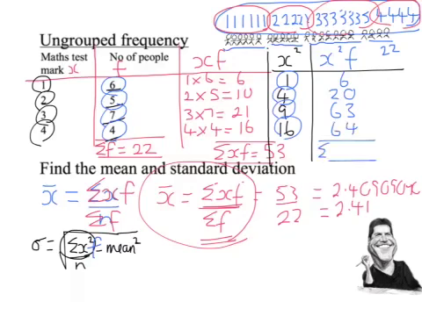And in fact, we're going to sum x squared times its frequency. So that gives me 153.